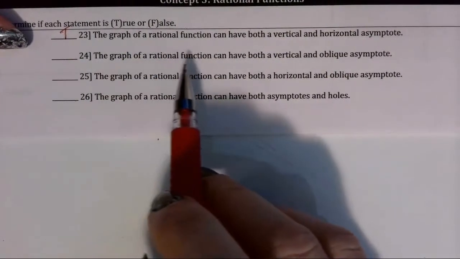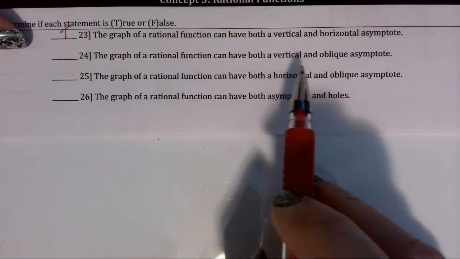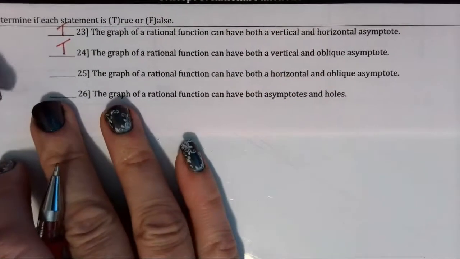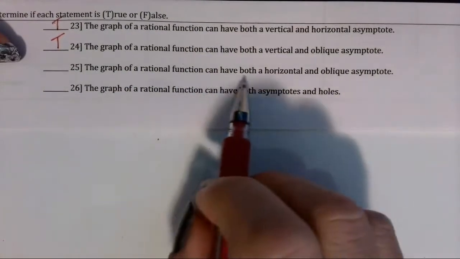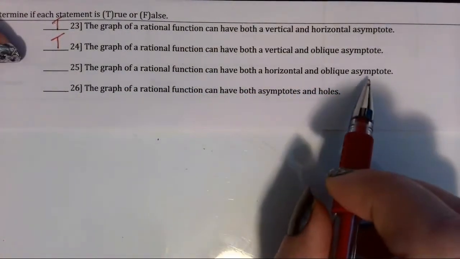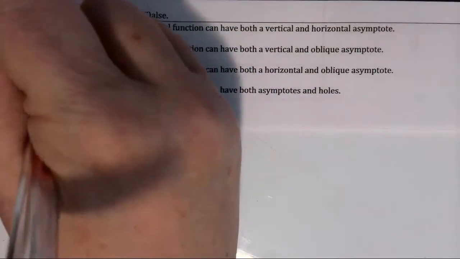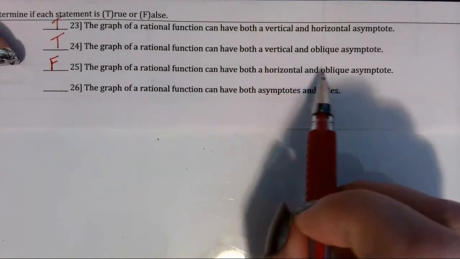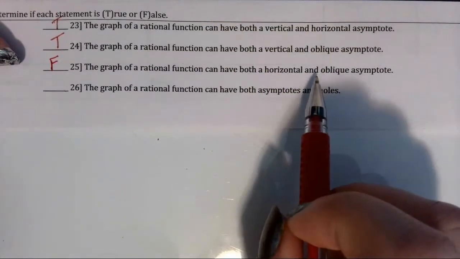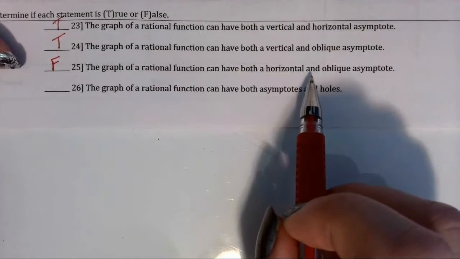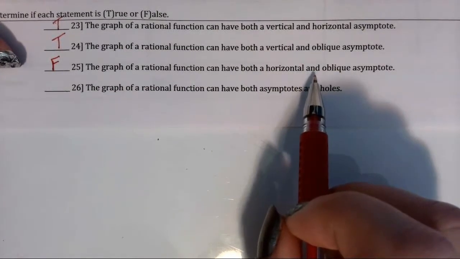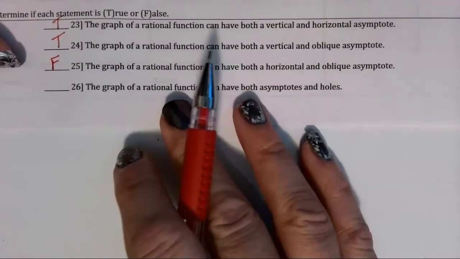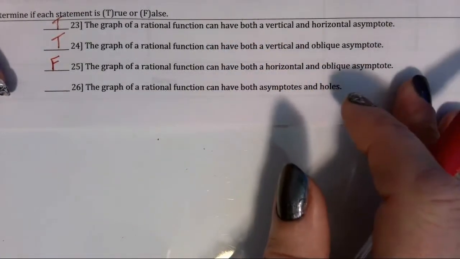The graph of a rational function can have both a vertical and oblique asymptote. That is also true. And then, the graph of a rational function can have both a horizontal and oblique asymptote. That is false, because remember, you do long division, either synthetic division or polynomial long division, to find your horizontal or oblique asymptote, and there can't be both, right? It's either going to be one or the other as a result of that division.